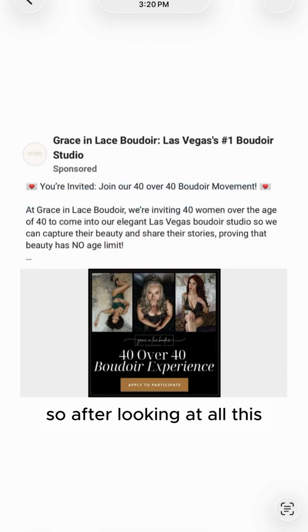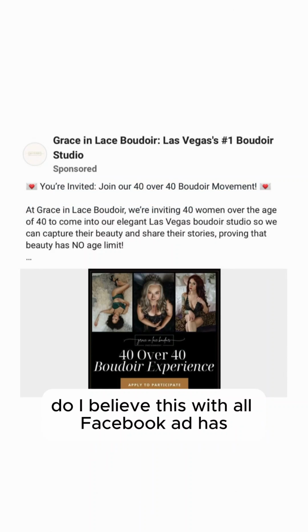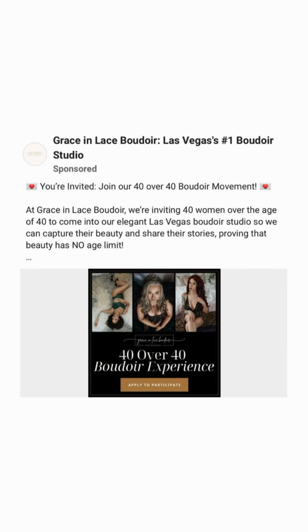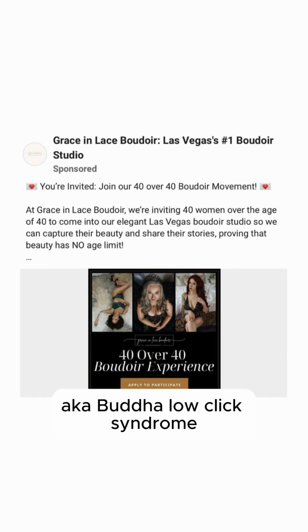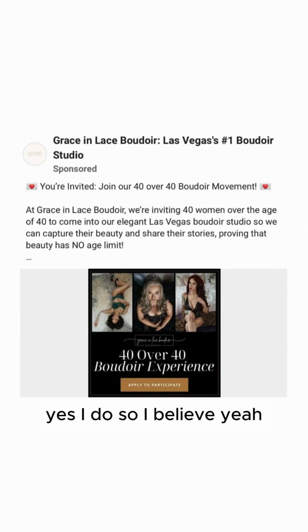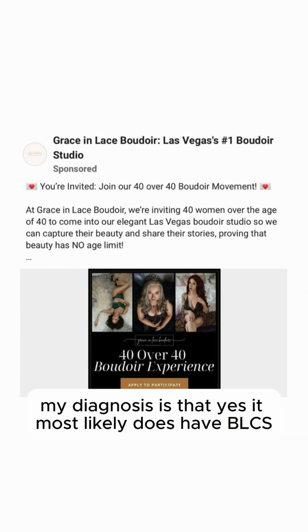So after looking at all this, do I believe this boudoir Facebook ad has a unique CTRL under 6% and therefore has BLCS, aka boudoir low click syndrome? Yes, I do. So I believe the unique CTRL of this one, my diagnosis is that yes, it most likely does have BLCS, boudoir low click syndrome.